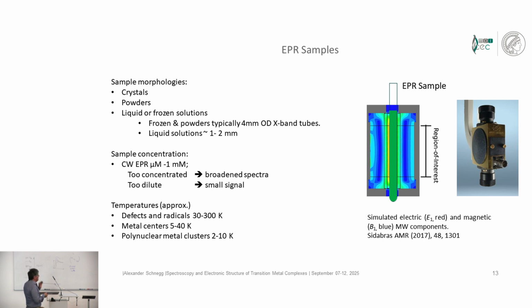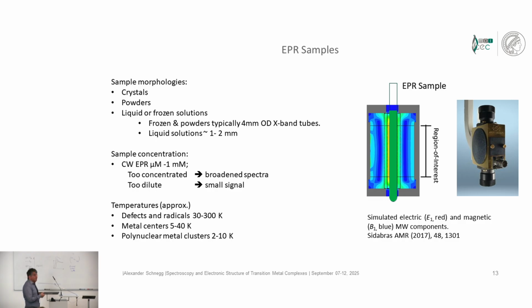EPR spectrometers nearly always come with facilities to cool the samples, and this is due to the fact that generally going to lower temperatures increases the signal due to the increase in the Boltzmann factor. However, there are certain ranges which work best for different sample classes.